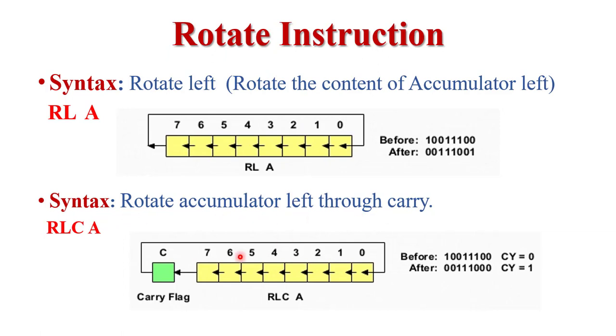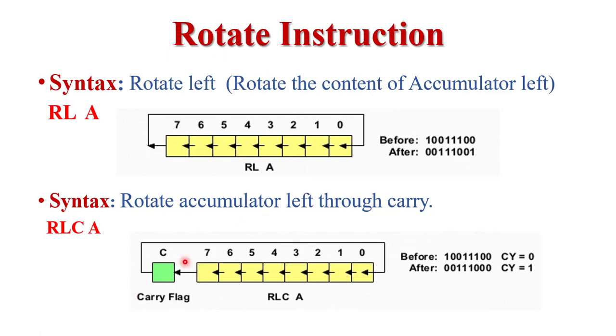Next instruction is rotate accumulator left through carry. This instruction tells how we perform rotation if carry is also there. So this is the syntax of this instruction, RLCA. Here RLC is the opcode of this instruction and A is the accumulator register. So in this instruction we have a carry bit and we have 8 bits in the accumulator register. So we have a carry 0 and the 8 bits of the accumulator register are this: 100111100.